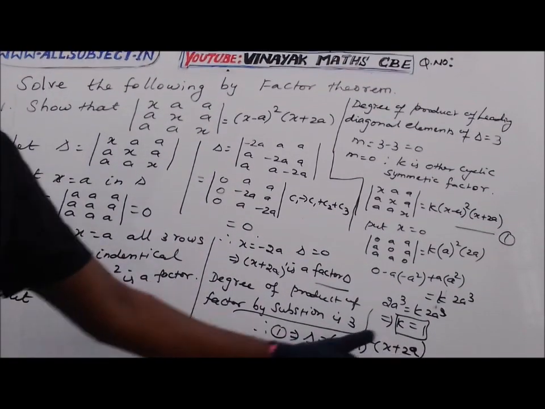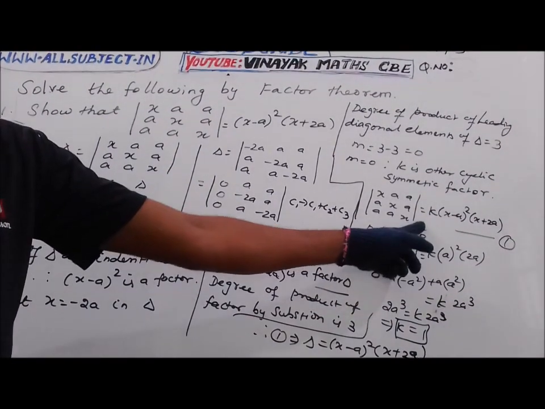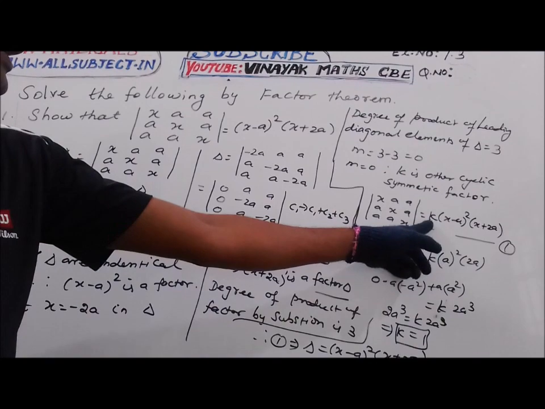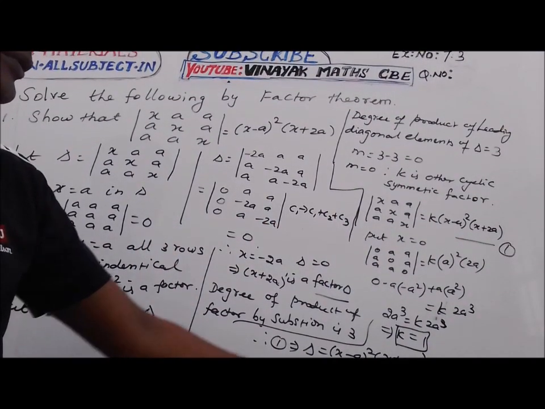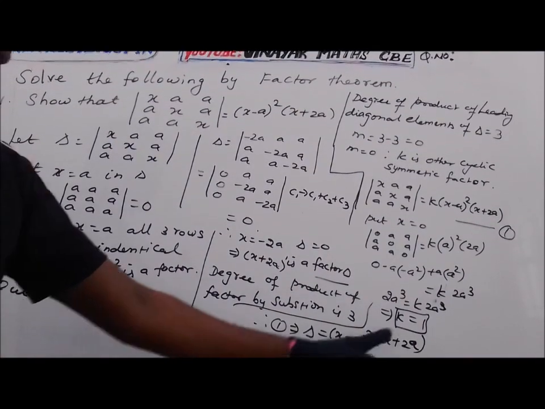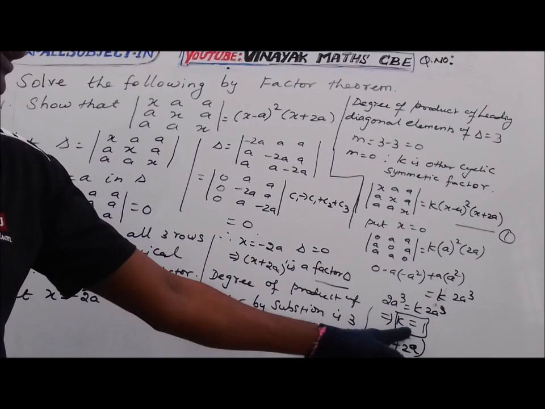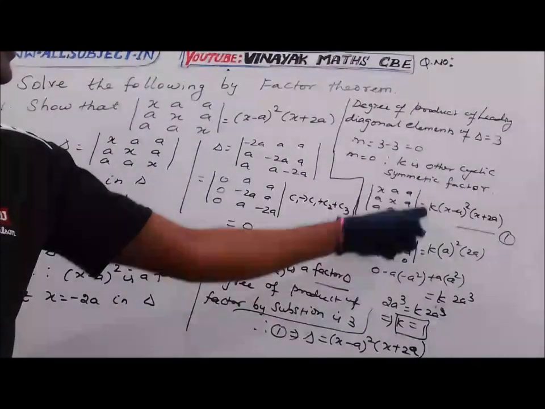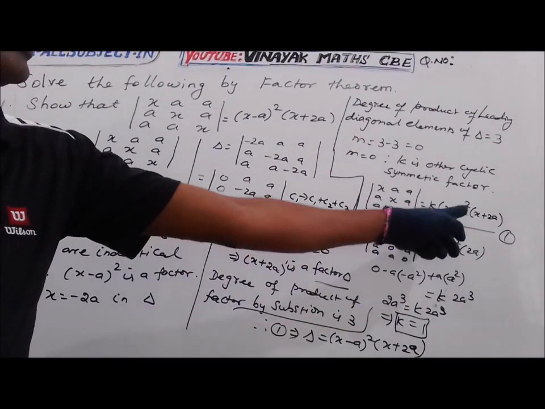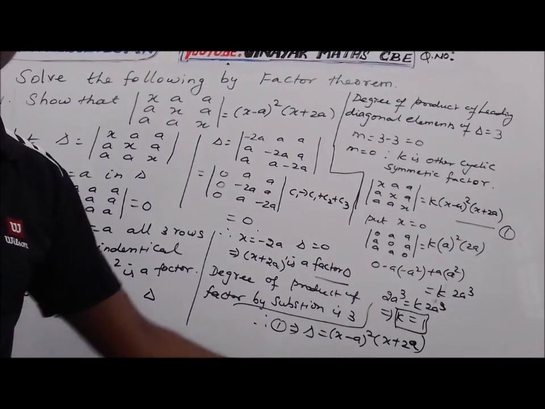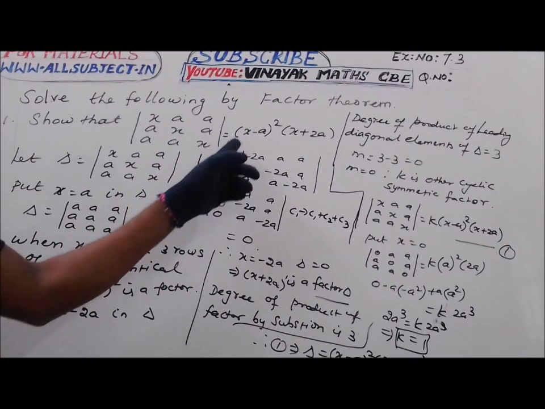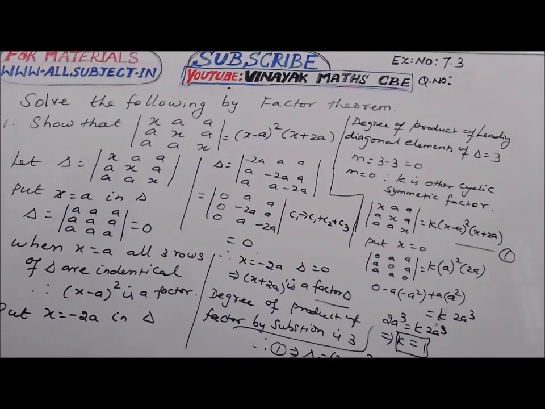The last step: when k equal to 1, substituting k equal to 1 in 1, we will get the left hand side determinant delta equal to the right side, with k substituted as 1, 1 into (x minus a) whole square into (x plus 2a), which is (x minus a) whole square into (x plus 2a). That is the final answer. Thus we have proved the required result: the determinant x a a, a x a, a a x is equal to (x minus a) whole square into (x plus 2a).